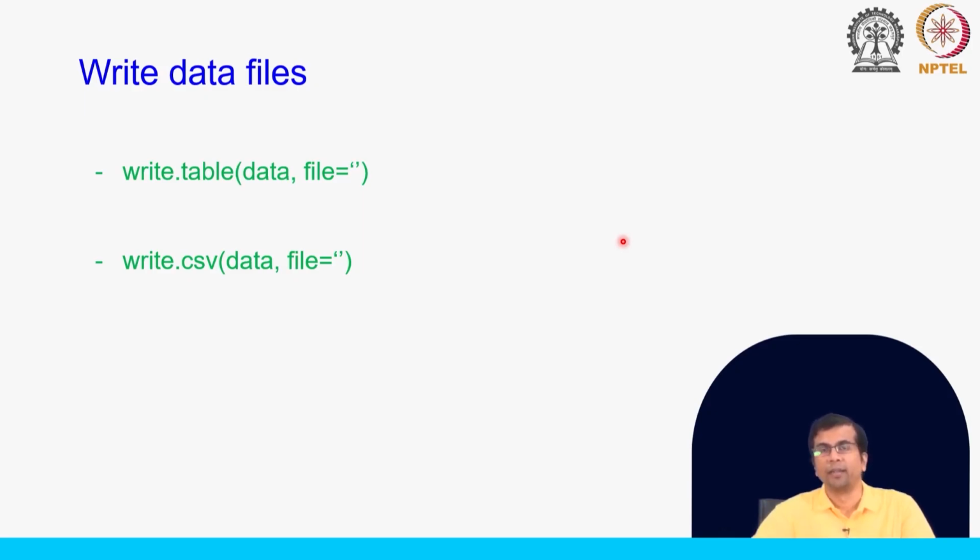Similarly, we have a write dot CSV command, again with the data that you want to write in the file. So that data will go there, and then the file name. Okay. So that is something we can give, like any file name that we want to give.